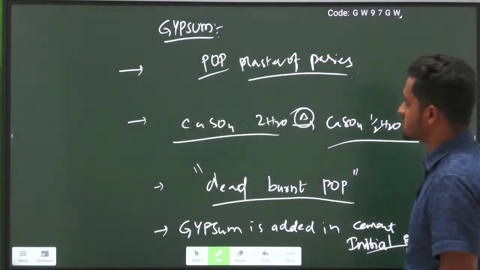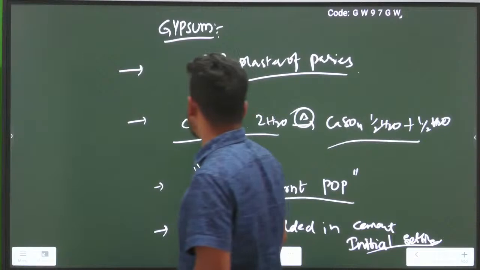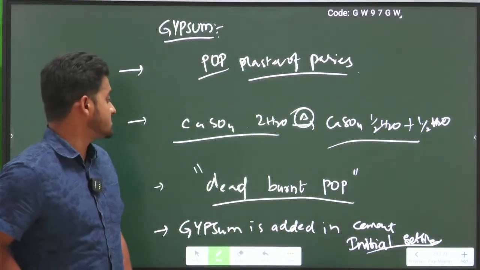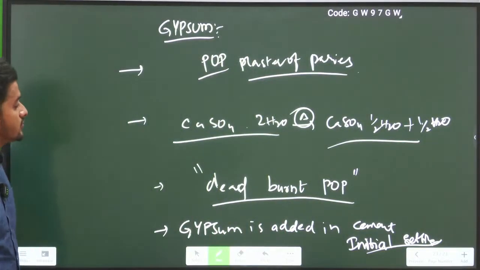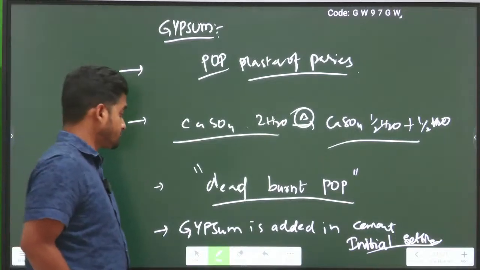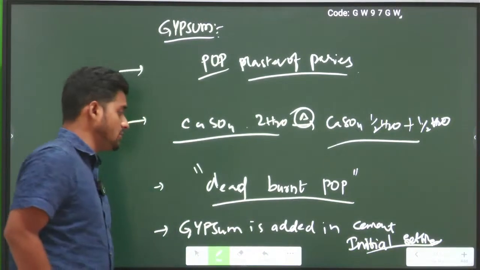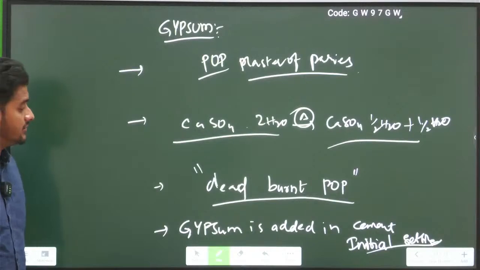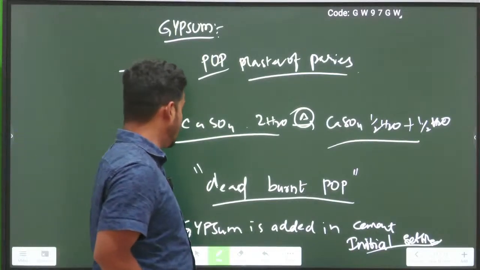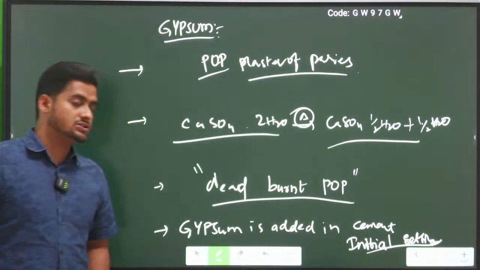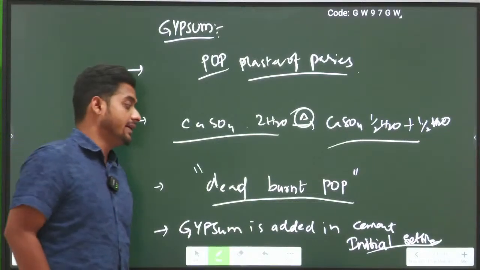And next, coming to gypsum, this is also called plaster of Paris. CaSO4 plus 2H2O gives rise to CaSO4 half H2O plus half H2O. And if it is in dead burnt form, then it is called dead burnt POP. Gypsum is added in cement as a setting regulator.